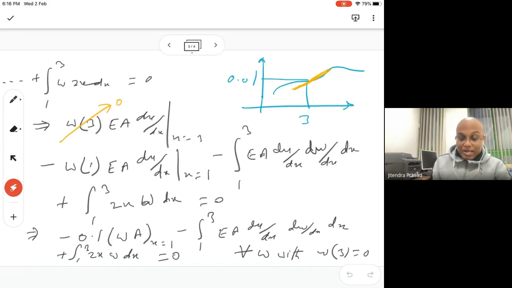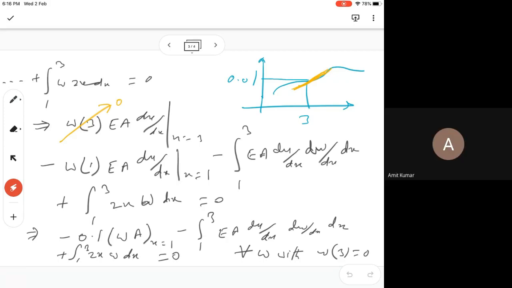You don't know du over dx at x equal to 3 because u is given here, right? Since either you know u or du over dx, but not both. Since u is given here, and in this equation du over dx is appearing, which is unknown, how will you solve it? So what we do is play a trick. We choose w in such a way that w is 0 at that point, so we get rid of this term. It is just a trick, basically. There is no physical interpretation.